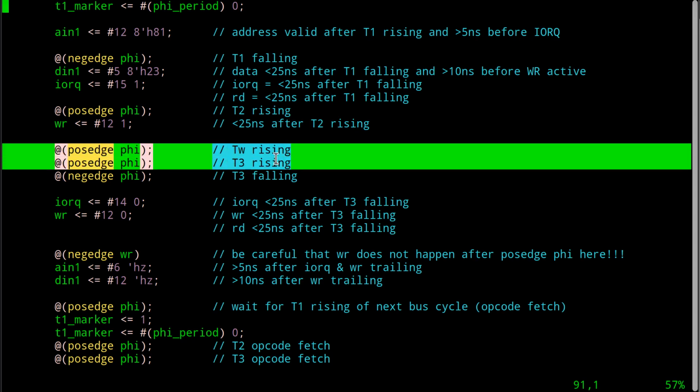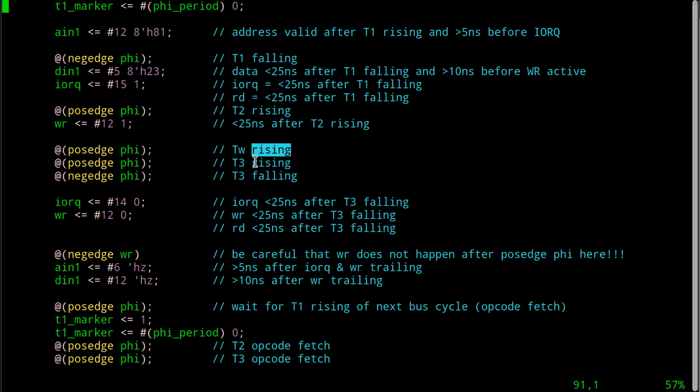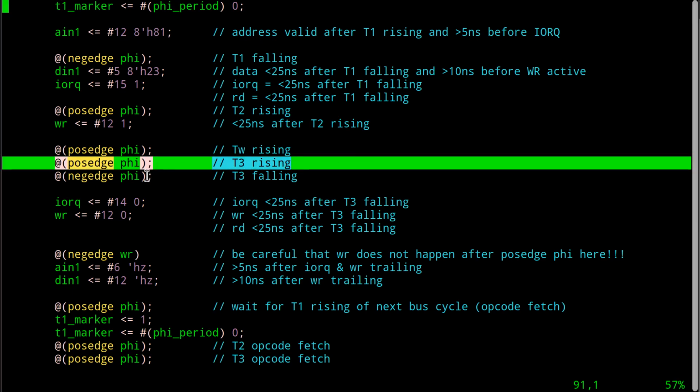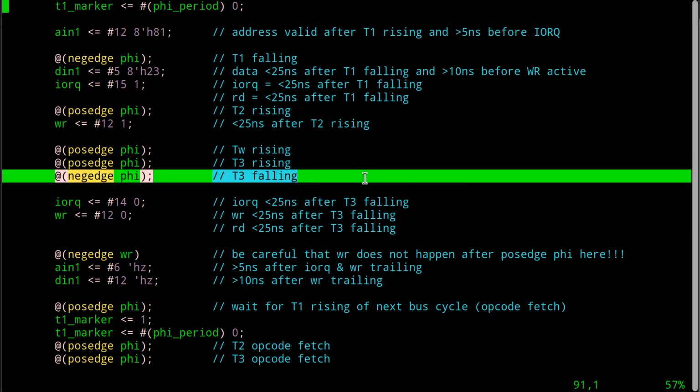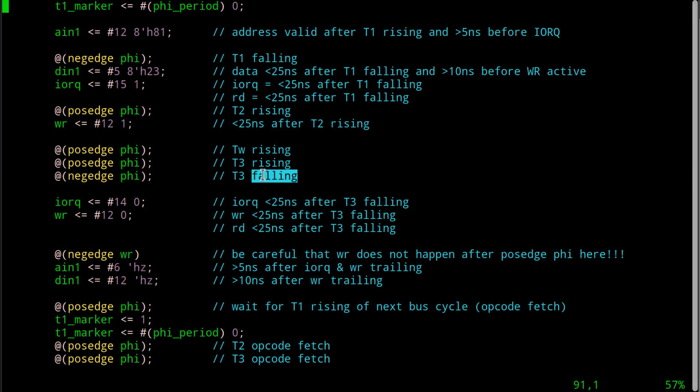We wait for T3 or TW to pass. We don't do anything. We wait for T3 to rise, T3 falling. This doc is wrong. Oh, no, it's not. Neg edge. It's unfortunate that neg edge and pos edge have the same number of letters.